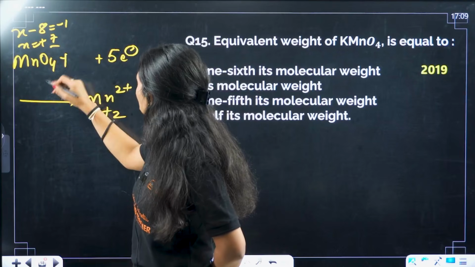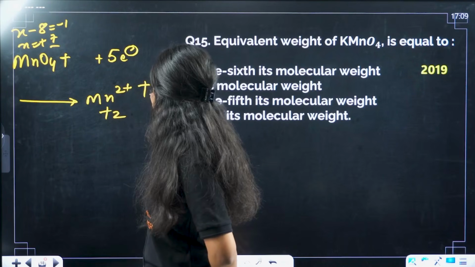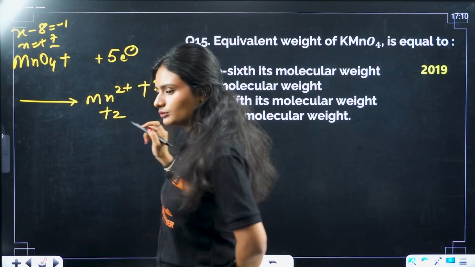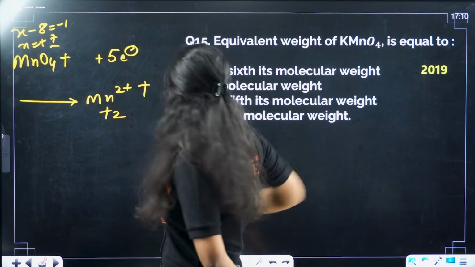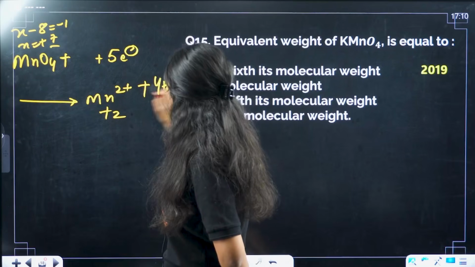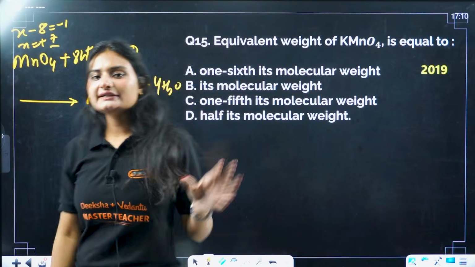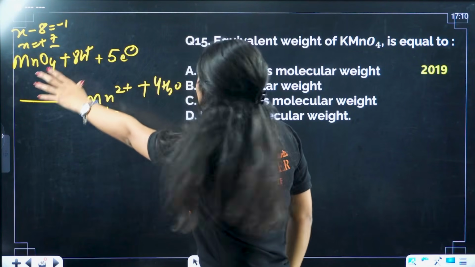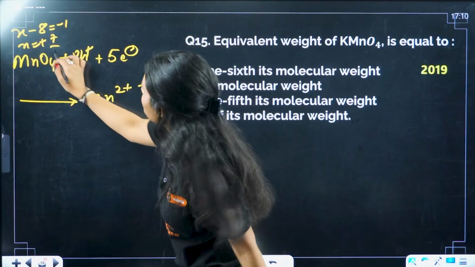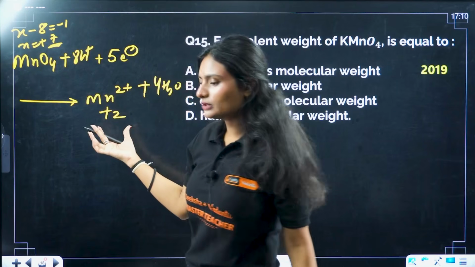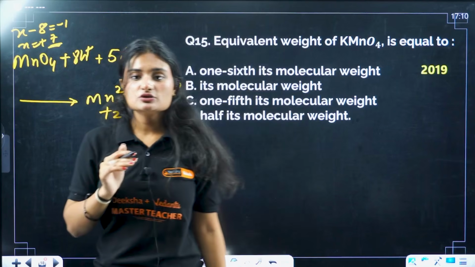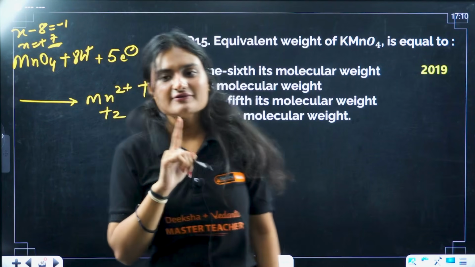If you want to write the complete reaction, then it will be 4H2O and 8H positive, right? The balancing is not needed here. You just need to know that if you have MnO4 negative, it gets converted into Mn2 positive, and it gains 5 electrons.